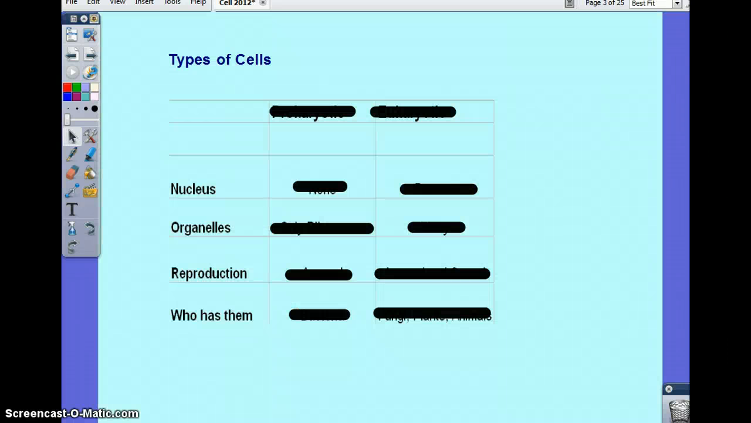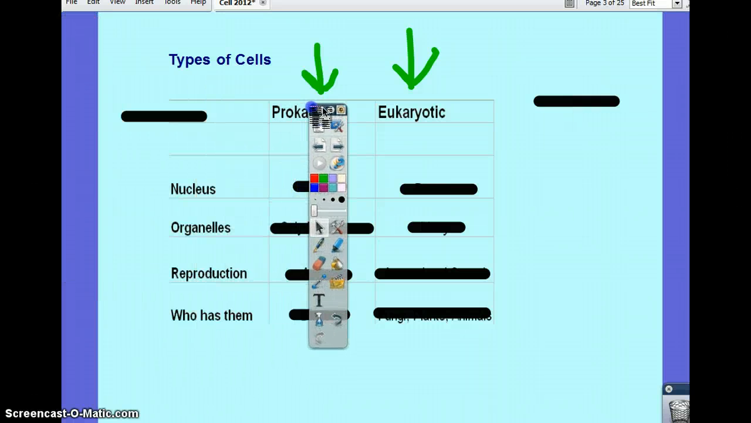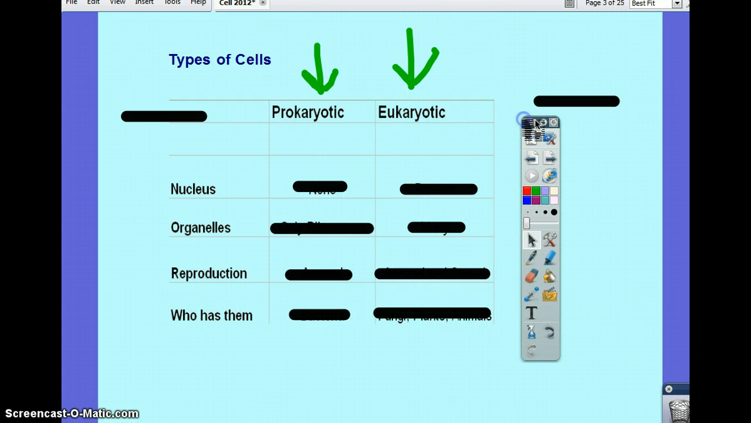There are 2 main types of cells. Any living thing either is this or this. Prokaryotic. And? Eukaryotic. Good. Prokaryotes and eukaryotes. For each cell, we're going to look at their nuclear condition, main organelles, reproduction, and what organisms have them.